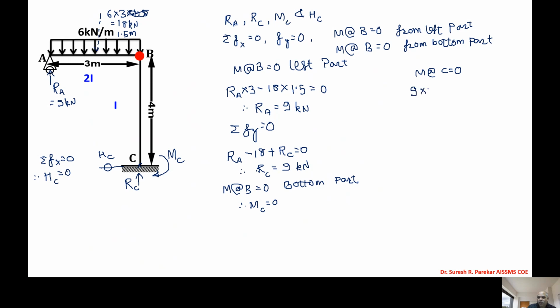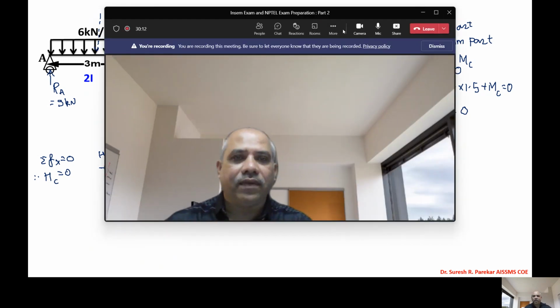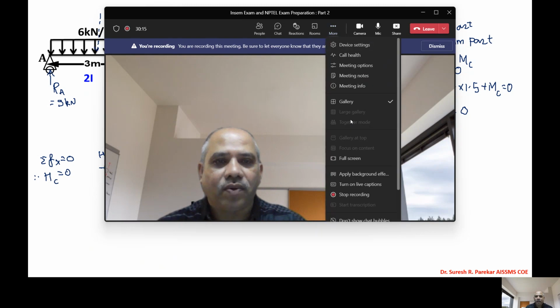So we have 9 into 3 because distance between A and C is 3 meter. Then we have minus due to 18 we have 18 into 1.5. So minus 18 into 1.5 plus MC equal to 0 and therefore we will get MC that is 0. So you can find from any side you will get value same. So no change will be there. So this you can verify of MC. So likewise, we have to solve the problems related with internal hinge. So today we will stop here only. So thank you.